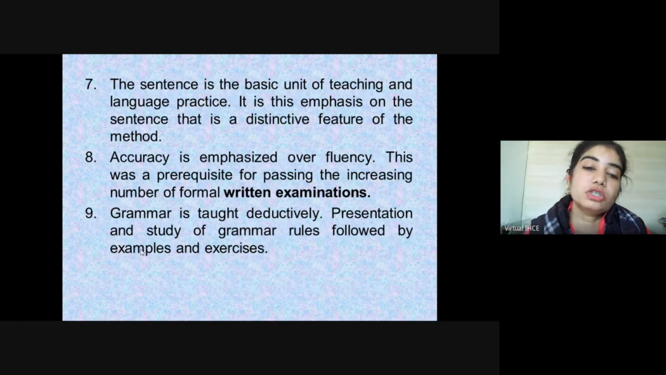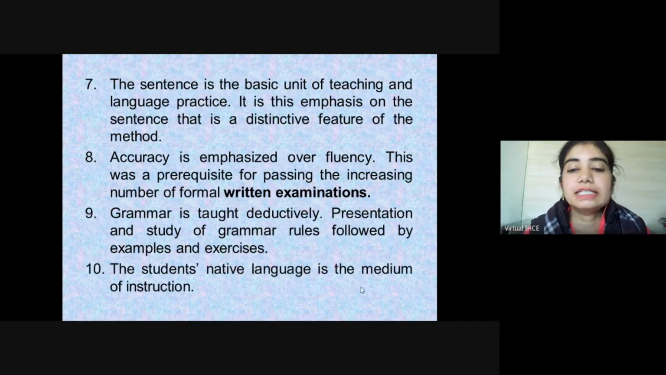Presentation and study of grammar rules. The word rules is important: grammar rules, followed by examples and exercises. Whereas exercises and examples should be given more importance. But this was not there. Exercises and examples were not given to the students much. Only the rules and definitions of grammar were taught.